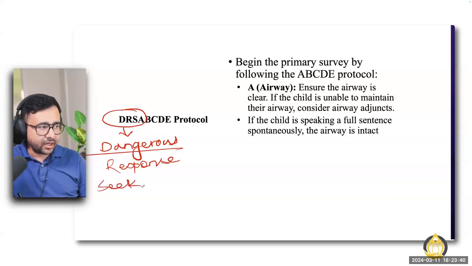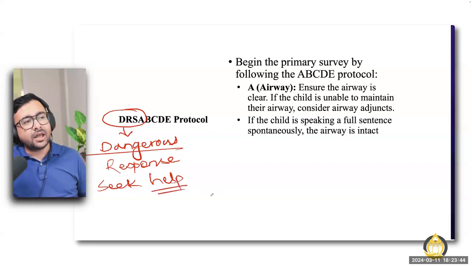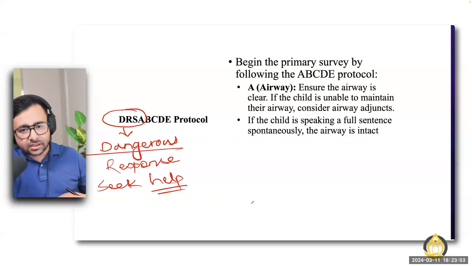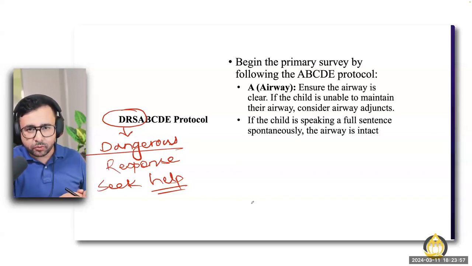And because you are in the clinic, when you are saying, I'll seek help, you'll have to specify how you are going to seek help. And you can say that to seek help, first, I'll let the receptionist know that I have a patient who has collapsed or who is having a seizure or who has chest pain. And then I'll ask her to call the practice nurse as well as my supervisor to the treatment room. So this is how you'll be asking for the help.